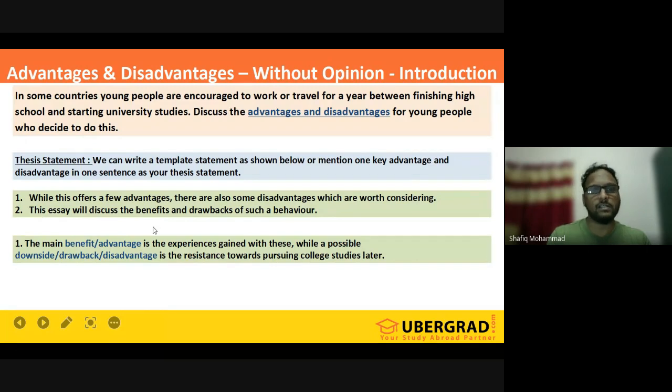"This essay will discuss both the benefits and drawbacks of such behavior, and the main advantage or benefit is the experience gained with this, while a possible drawback is the resistance towards pursuing college studies later." So here you're also including a little explanation. Even if you don't include this, no problem. If you want to write more in the body paragraph, it's fine. The last statement can be included or not, but the introduction should have paraphrasing, thesis statement, and outline of the essay.